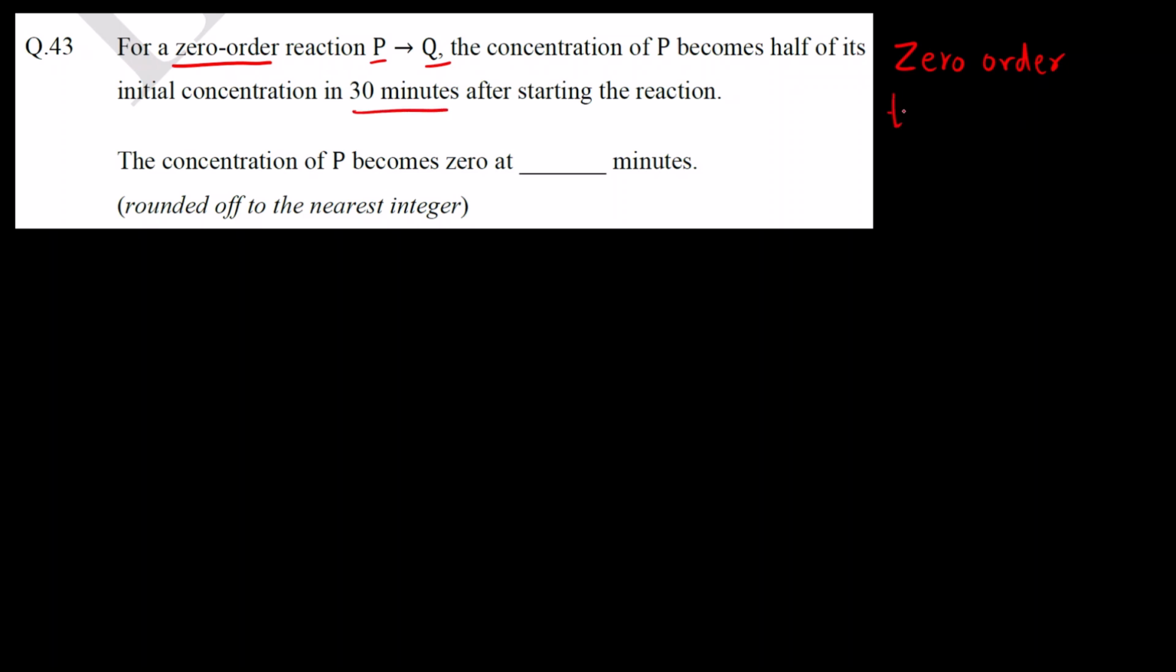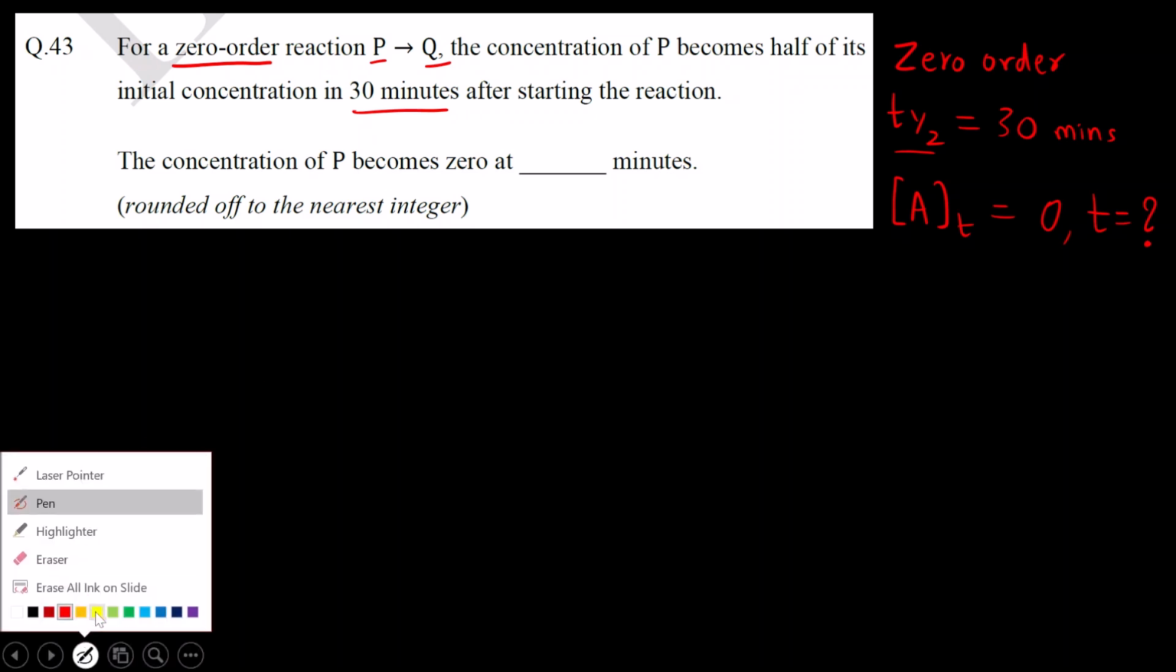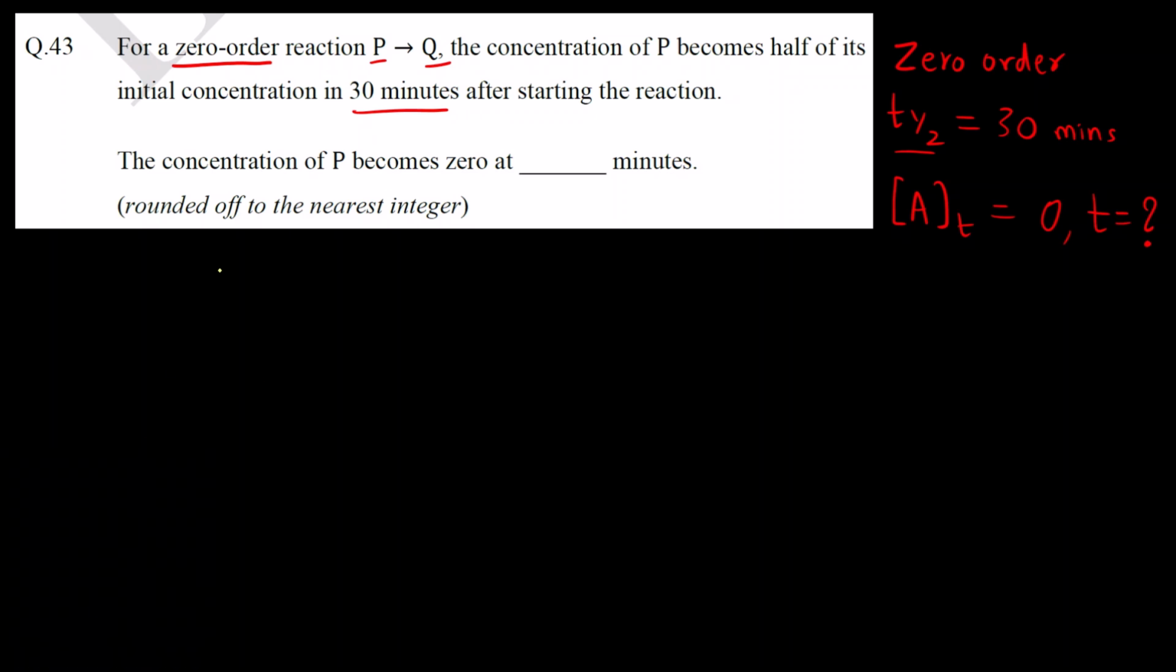So what is given is t half. t half is 30 minutes. Okay. What is t half? The time taken for reactant concentration to become half. Okay, the concentration of P becomes 0 at what time? So when the reactant concentration, that is A0, after time t becomes 0, at what time will it become 0? So let us first write down the formula.